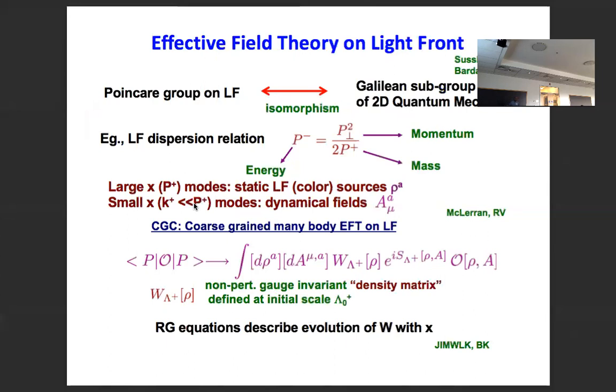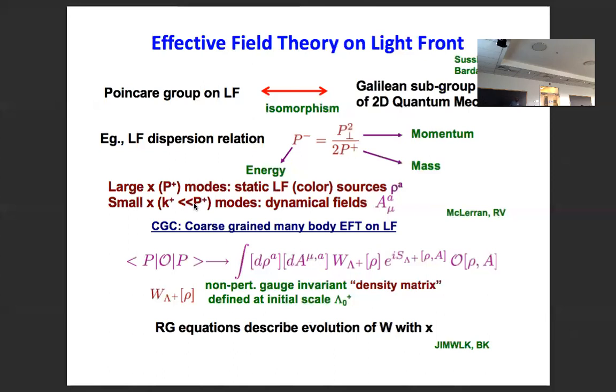So this really maps onto a heavy quark effective theory kind of description where you integrate out the heavy quark. Now, of course, you don't integrate them out completely because these heavy quarks carry color. And so that is the significant complication in implementing this. But to summarize, the large x modes are static light-front color sources, the heavy masses of the light cone. And they're represented by some color charge density, which I call rho a. And the small x modes are dynamical fields, QCD, massless.